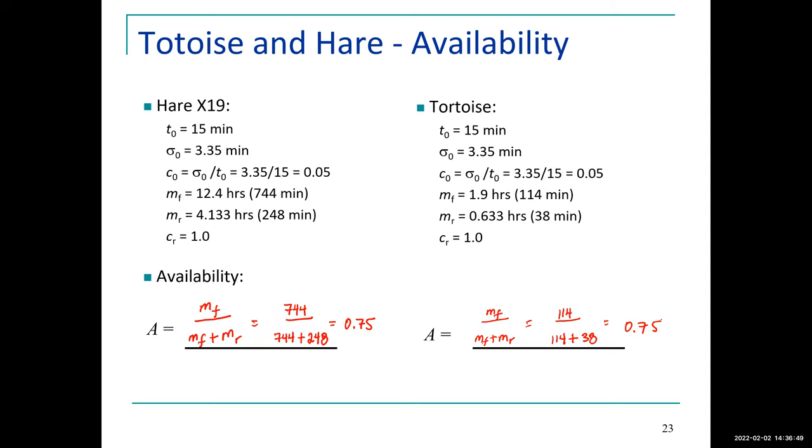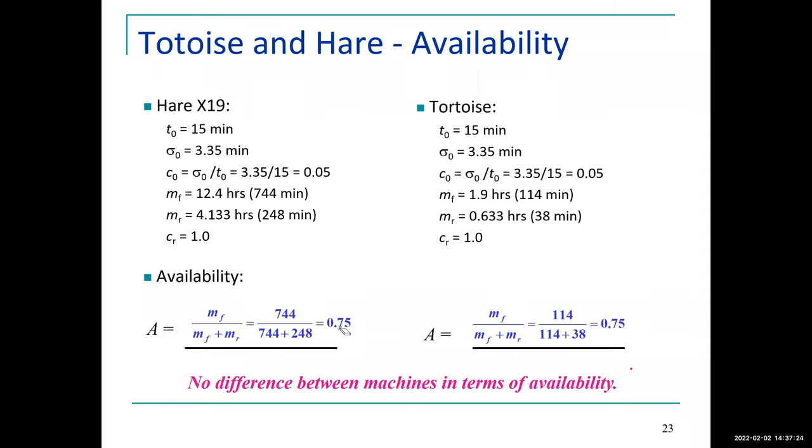CR is the coefficient of variation of the repair. So in terms of these two, there's no difference. I'll erase this because I have those numbers already in the slide, so it's going to look funny if I keep this. Both of them are 0.75, so there's no difference between machines in terms of availability. So availability is not the cost.